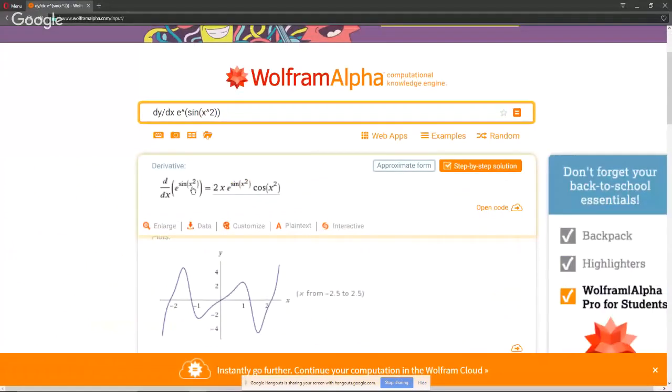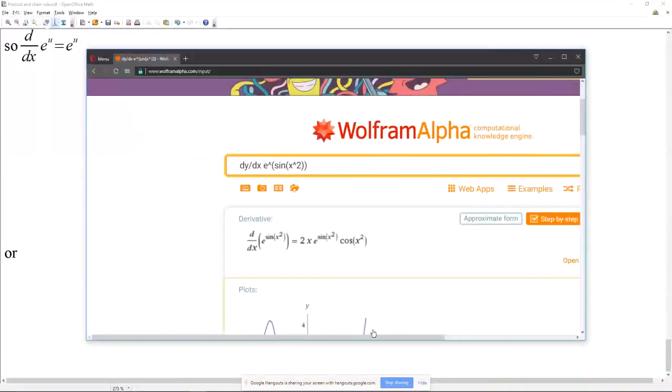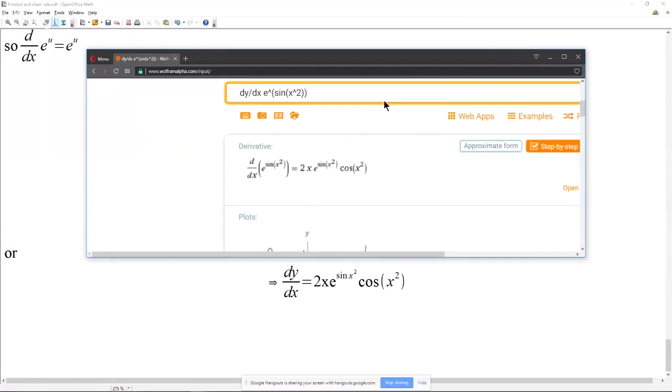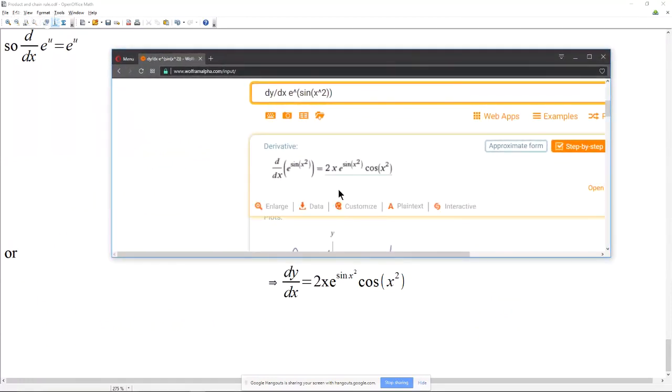The input is e to the sine x squared, right? 2x e^(sine x squared) times cosine x squared, right? It's a weird graph at the bottom, but look what we got. Do they match up? Yeah. Perfectly, right? So that is how you validate if you're getting the chain rule right. Use Wolfram Alpha, stick in the original equation, and see if it comes up with what you came up with, right?